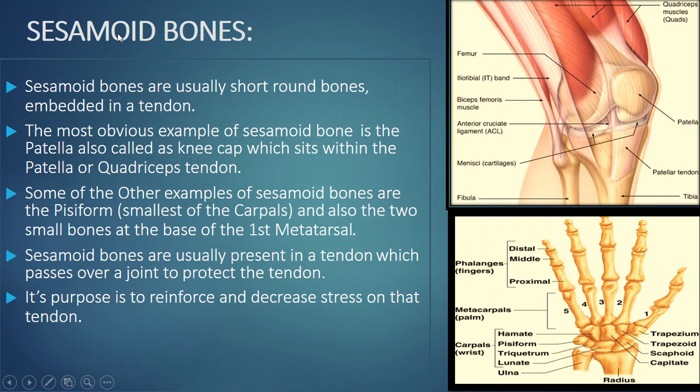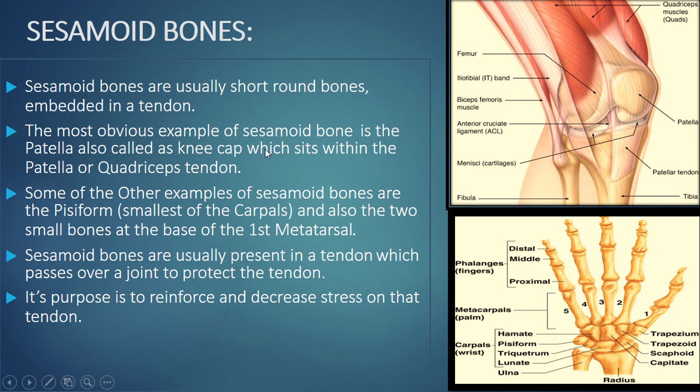Last one is the sesamoid bone. Sesamoid bones are usually short, round bones embedded in a tendon. Here you can see they are very short and round. So here this is the pisiform, a short and round bone. They are embedded in a tendon. A tendon is a type of connective tissue, but a little bit thicker. It is not as hard as bone, but it is slightly thicker. That's a type of connective tissue.